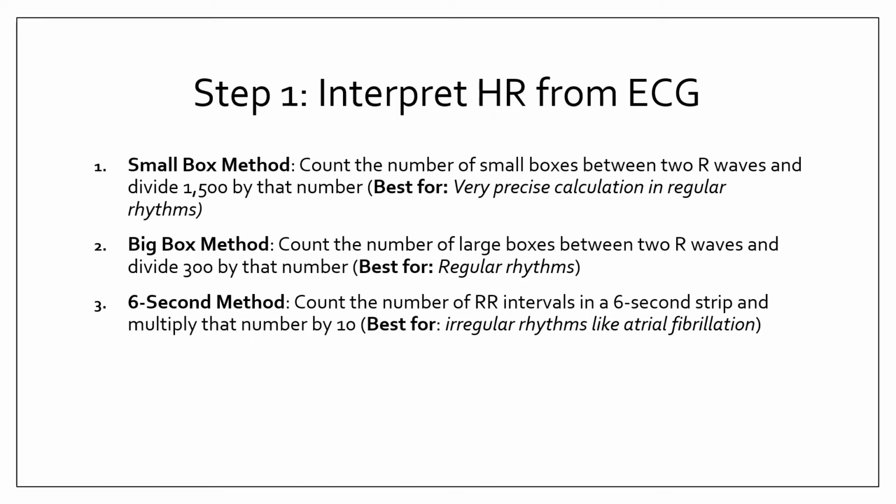So every time you see an ECG strip, your first step should be, is the rhythm regular or irregular? We're going to choose the appropriate method for interpreting the heart rate, and we're going to determine if that rate is normal, fast, or slow.